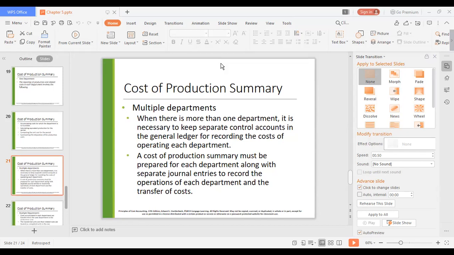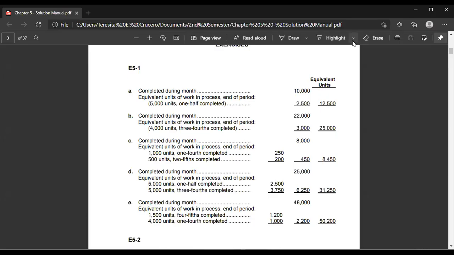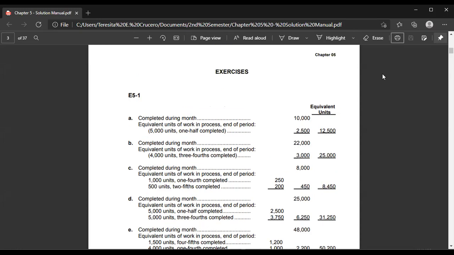Sige, let's start with E5-1. Compute the equivalent production or the unit output for the month for letter A.